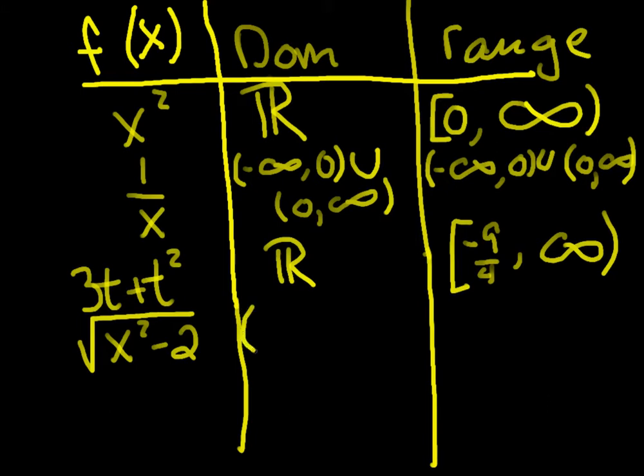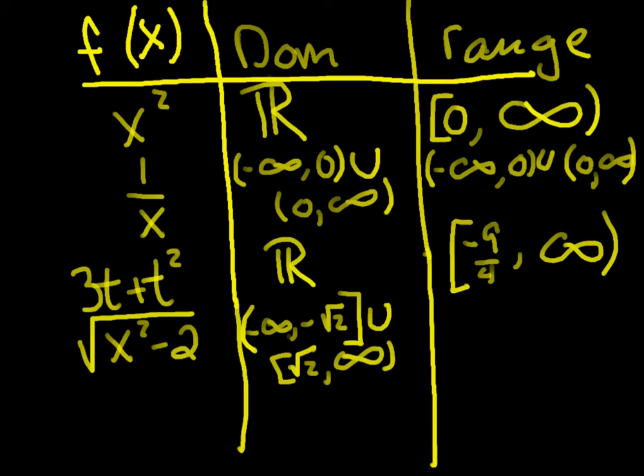So the domain goes from negative infinity to negative root 2. And we include it, because negative root 2, if I square it, I get 2, I subtract 2, I get 0, and the square root of 0 is fine. I can do that. And it'll be union root 2 to positive infinity.